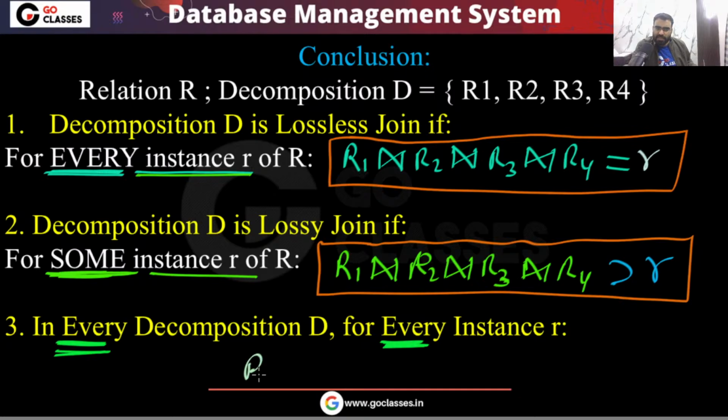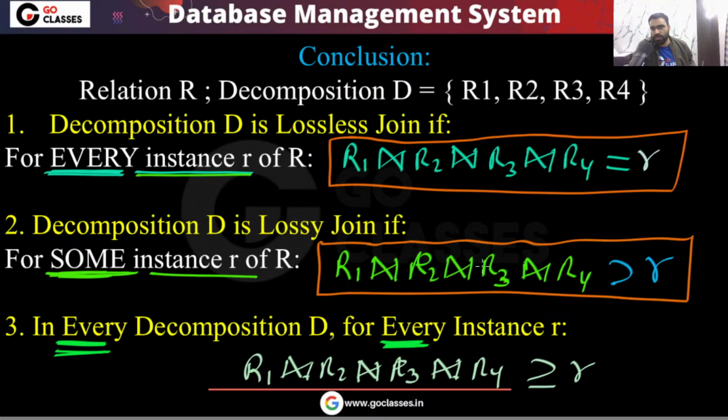It will happen that when we do the natural join of the decomposed relations, that will be a superset of instance R. I hope you understood. So this is the idea. Remember, in every decomposition, for every instance, when we combine the decomposed relations, that will be a superset of R.